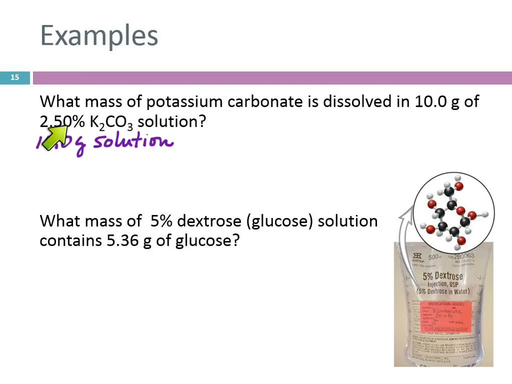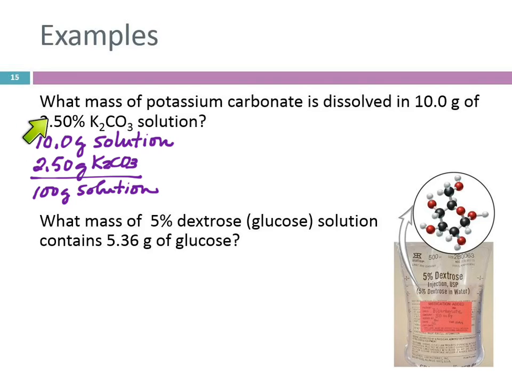And when we see percent, we should say, oh, that might be a unit factor. 2.50% means 2.50 grams of the solute K2CO3 per 100 grams of solution. We have 10 grams of the solution, but this is 2.5 to 100.